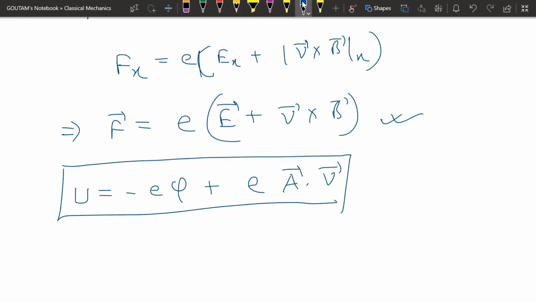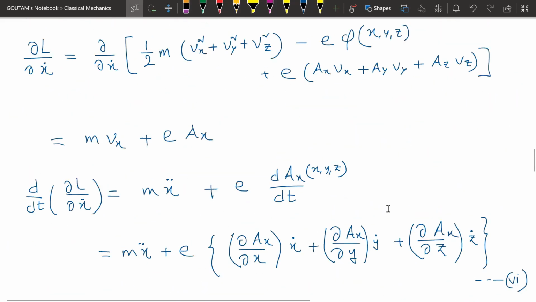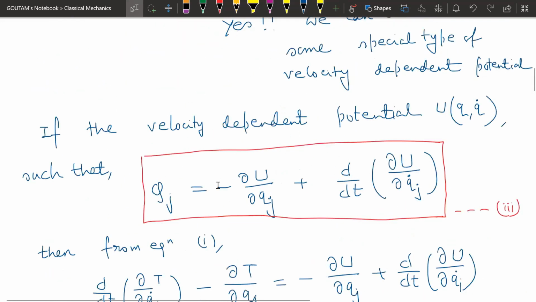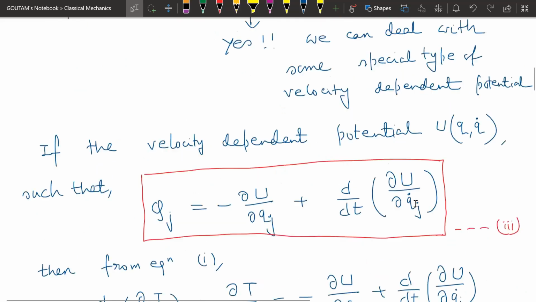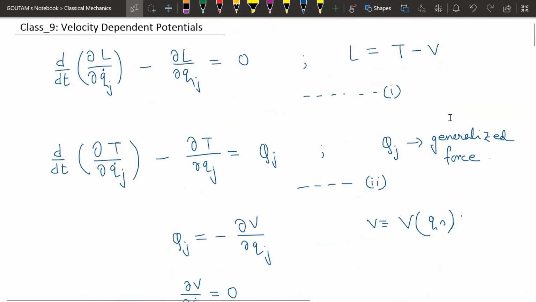It's a very important potential, and we can treat this kind of velocity dependent potential in our framework of Lagrangian equations of motion, because it's U, which is basically in the form of this equation 3. That's why we can deal with velocity dependent potentials in our Lagrangian framework.